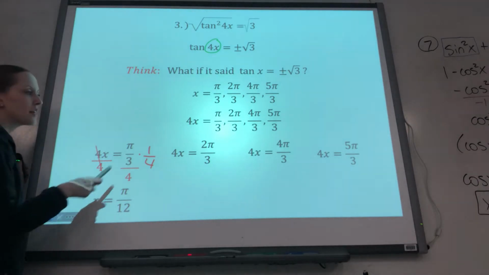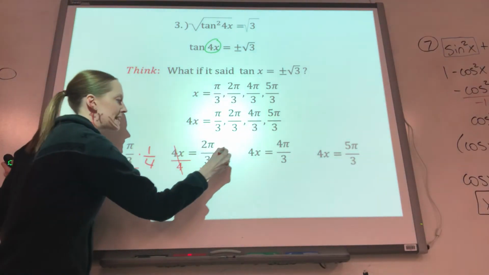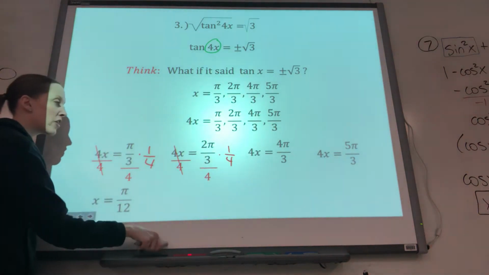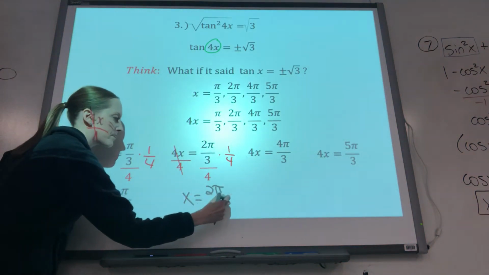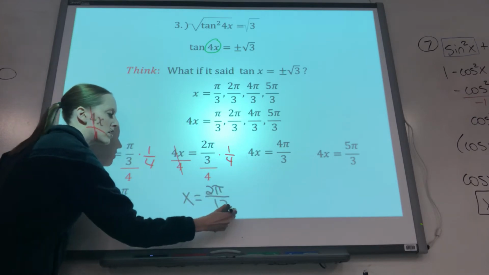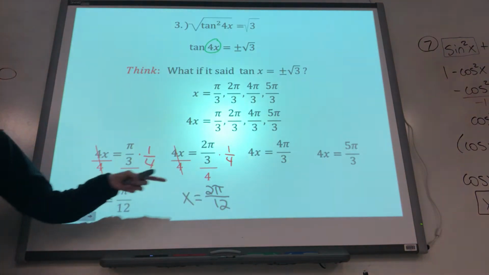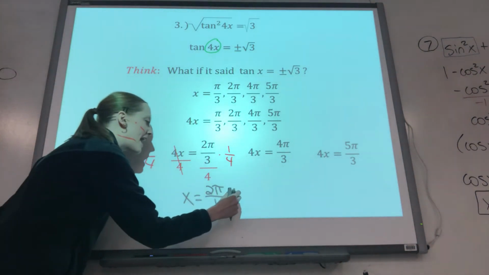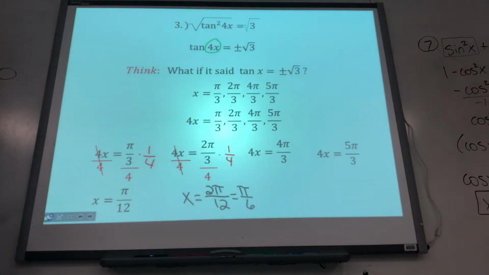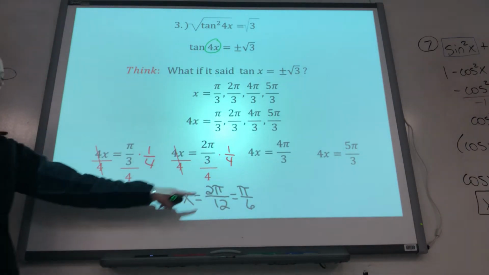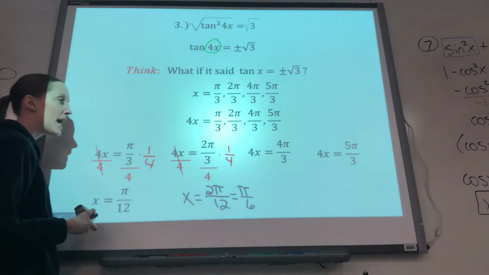Now I do need to show you something with this next one. When you multiply this by 1/4, you would start with 2 pi over 12. But you can reduce that. If you divide by 2 on top and bottom, that actually needs to turn into pi over 6. So keep a lookout for any fractions that can be reduced. So pi over 6 for that.